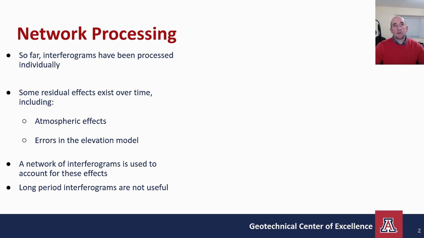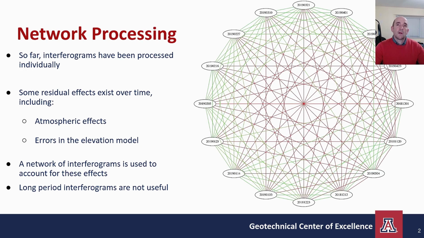This is one way of looking at a network of interferograms. Around the outside are my image dates. There are 16 of them, which is about 6 months of data for TerraSAR-X or Sentinel-1. The lines represent interferograms, and right now I've drawn in every possible interferogram, which is exactly 120 for 16 images.